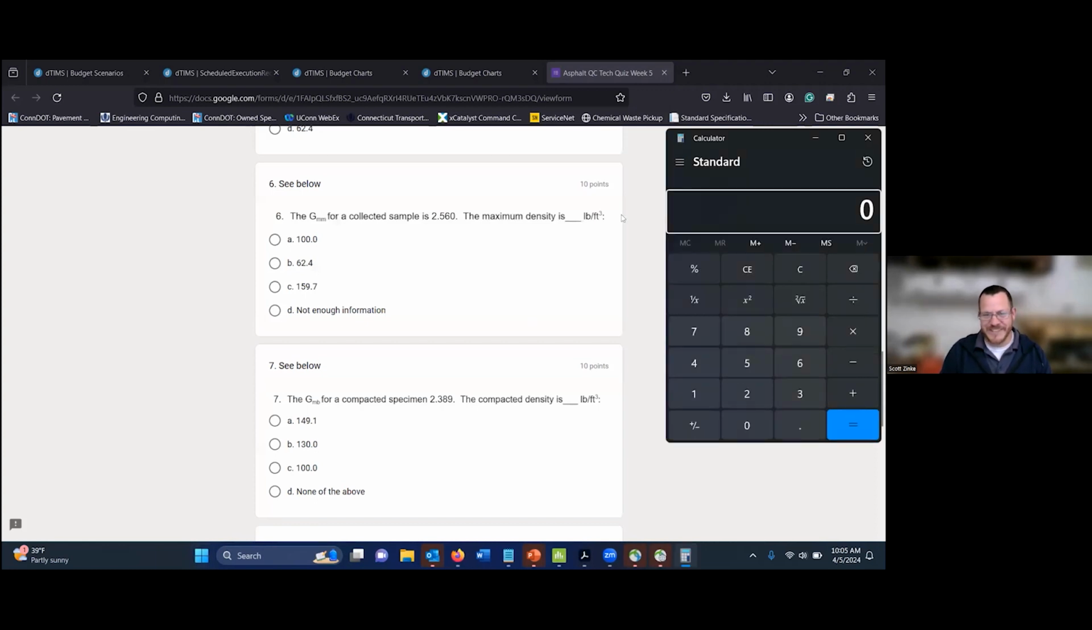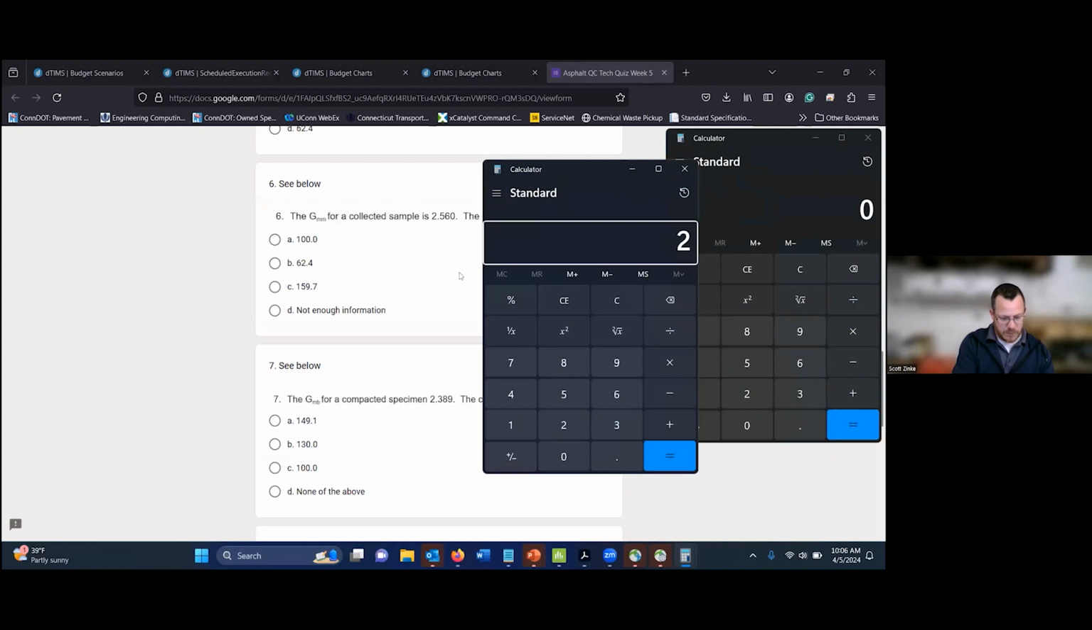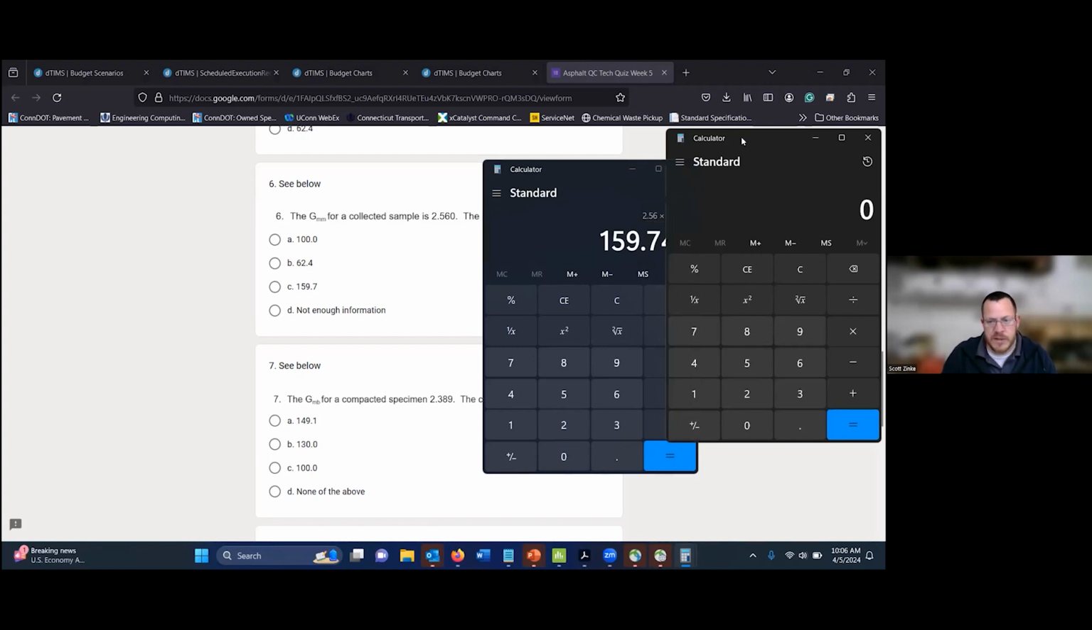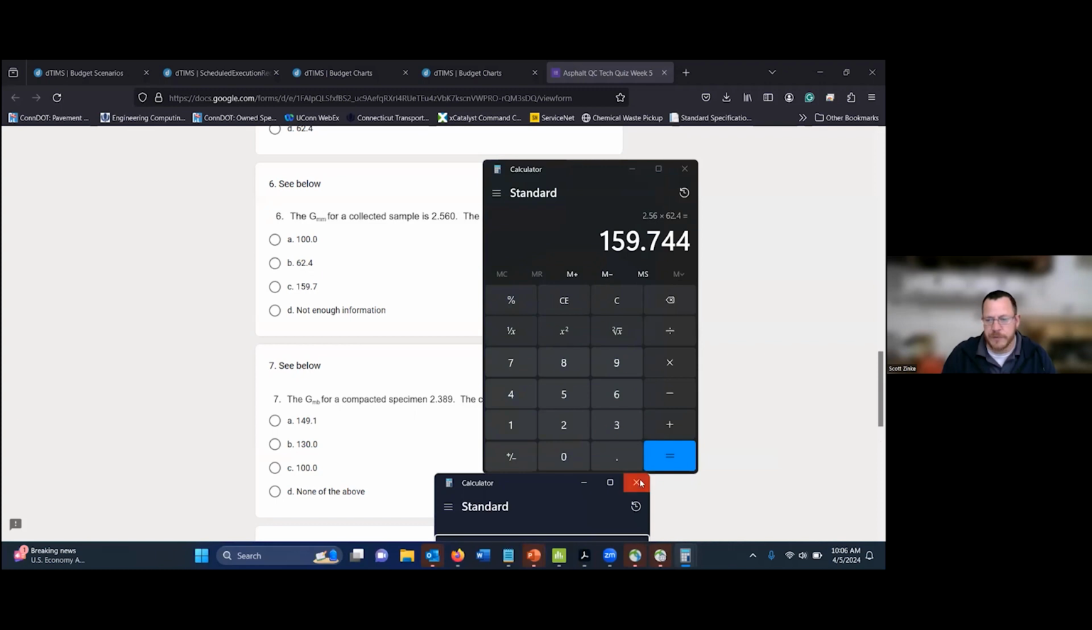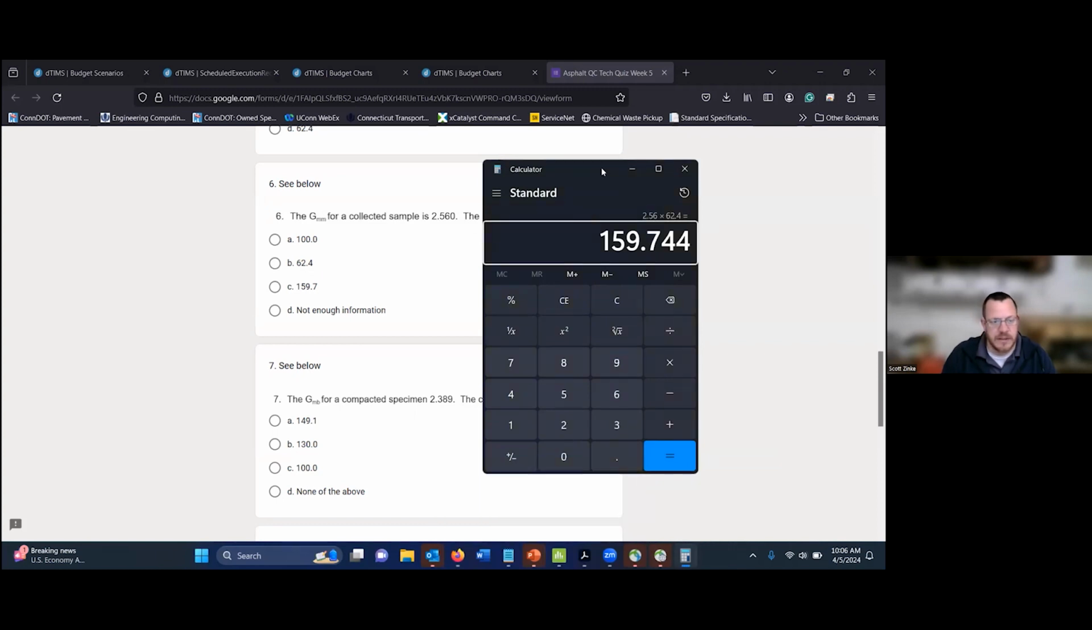Alex brought up a screen. It's good. All right. So we take 2.560, multiply it by 62.4. That should give you 159.7. And that's pounds per cubic foot. That's how we convert specific gravity to density.